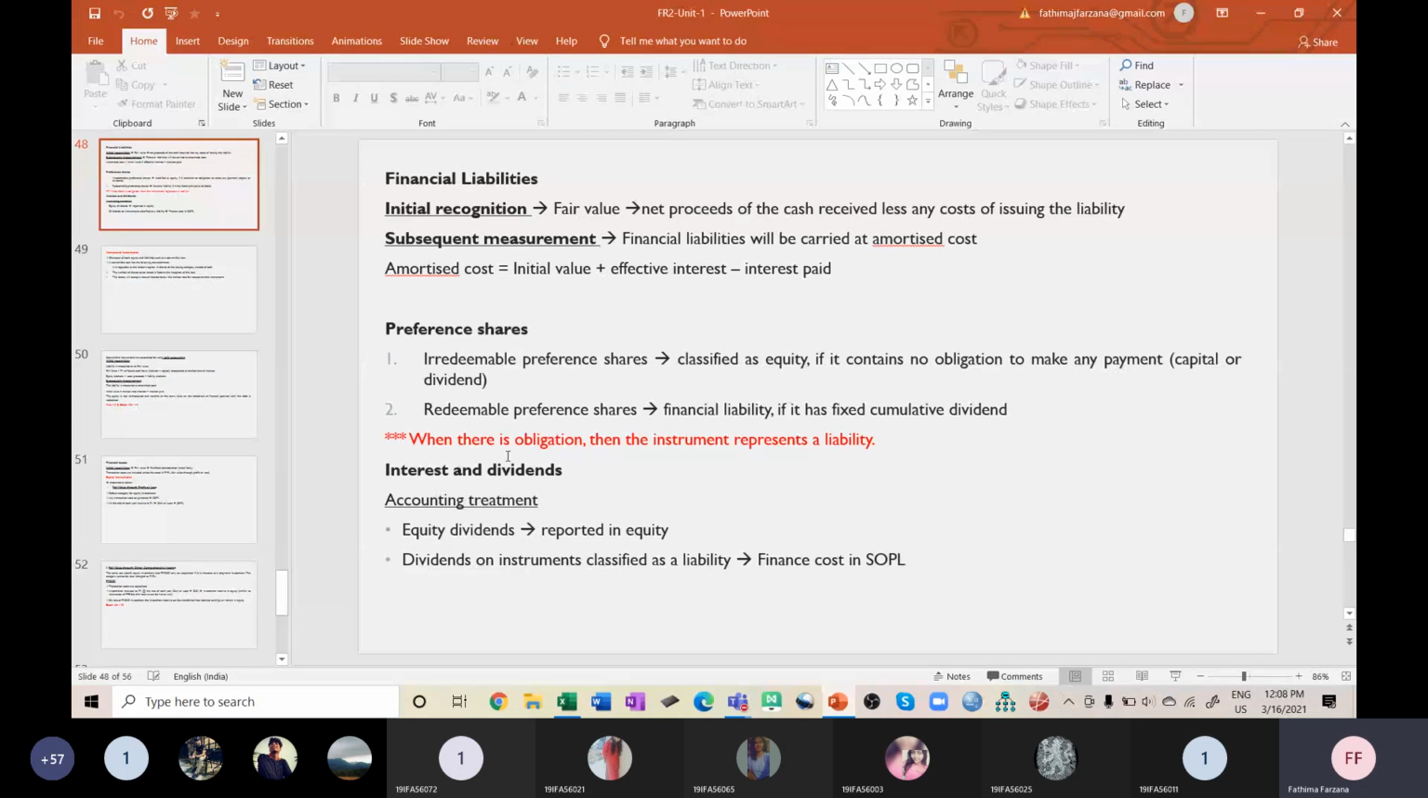Then coming to interest and dividend, equity dividend is reported in the equity, and any dividends on instruments classified as liability, that is, if you're paying any preference dividend for redeemable preference shares or any interest you're paying on any convertible loans, that and all will be considered as a finance cost in SOPL.